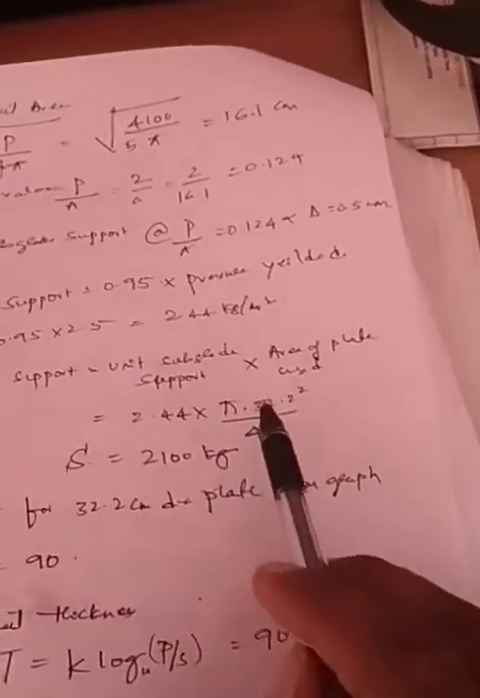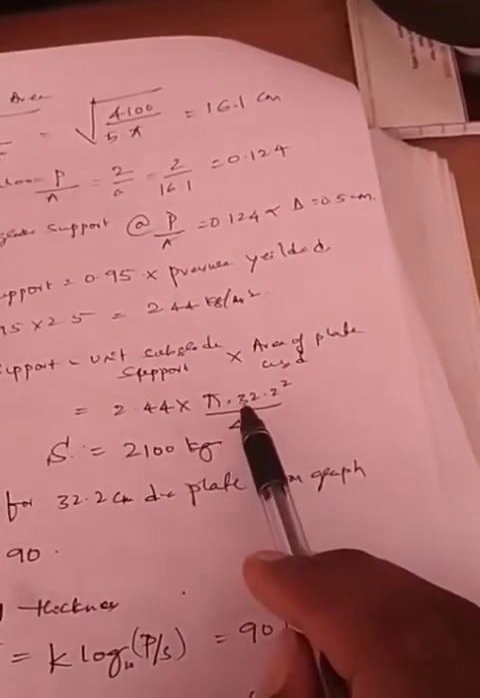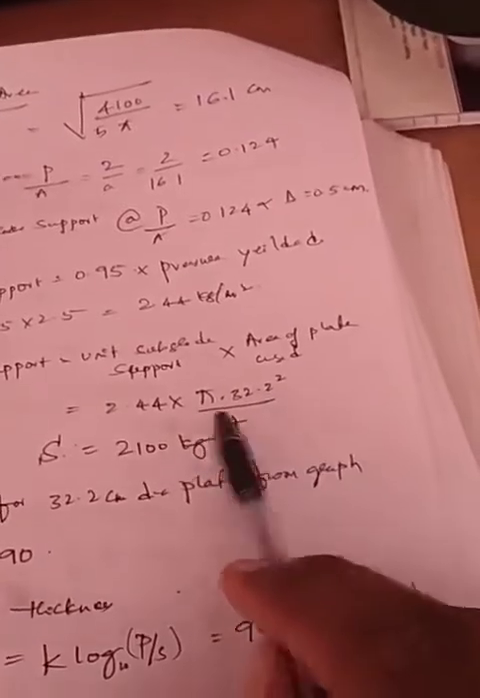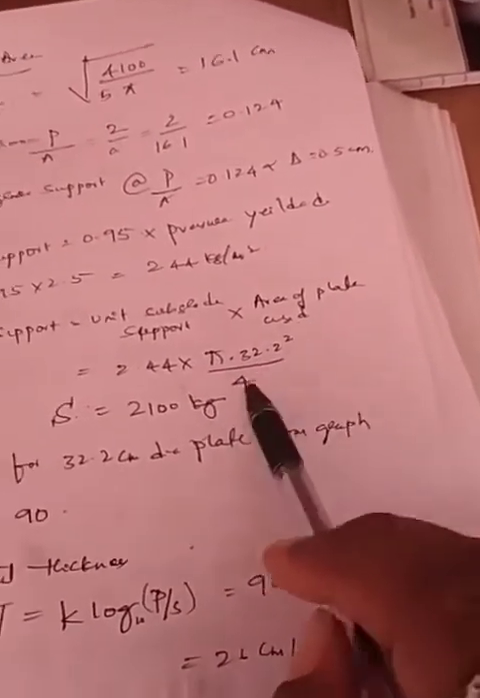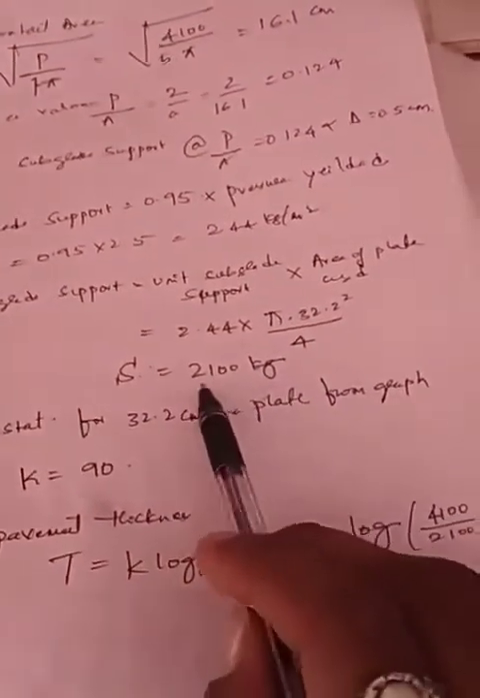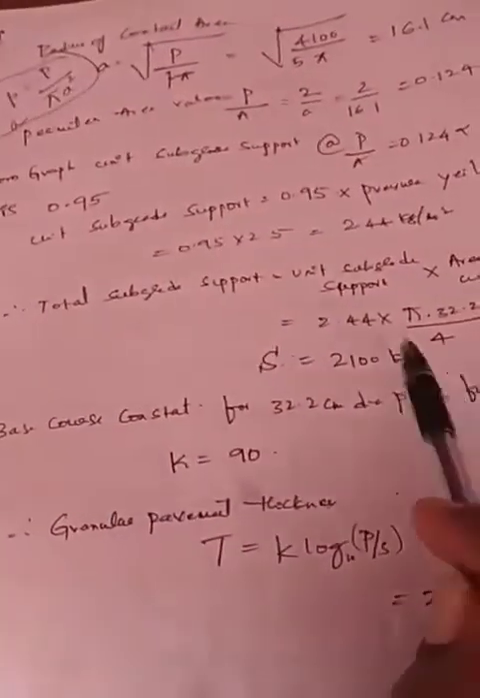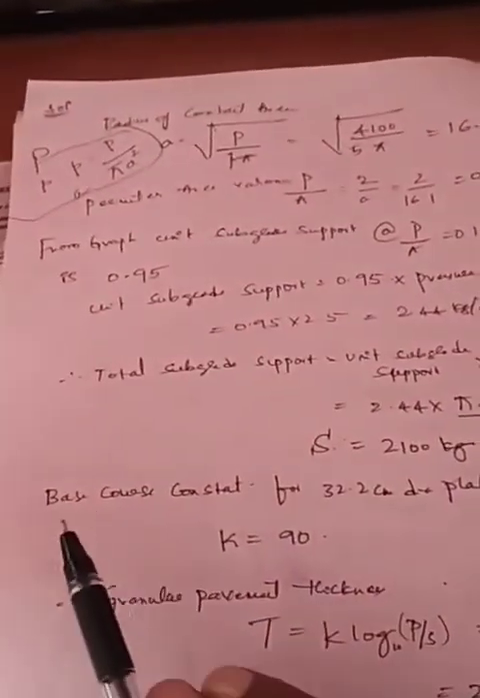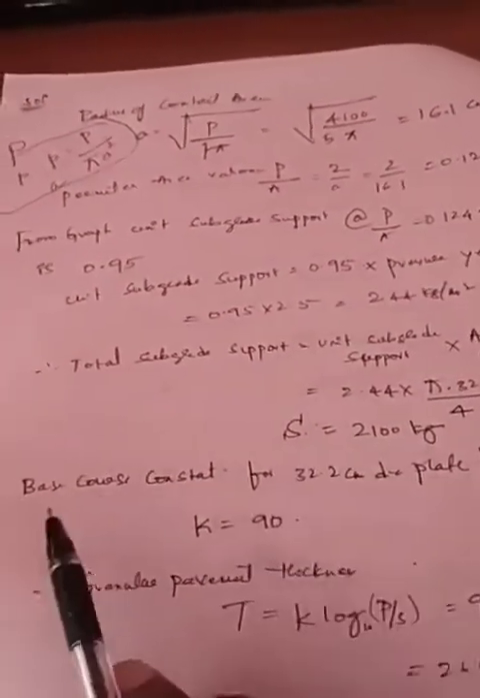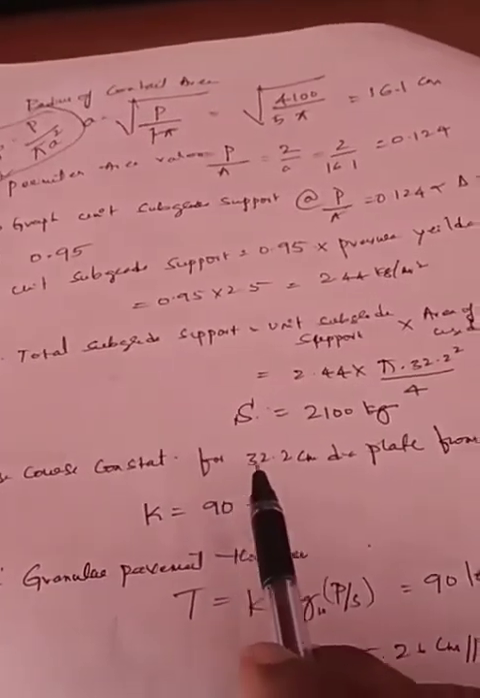Here you got the area of the plate. In the test we are using a 32.2 centimeter diameter plate. So the area of the plate is pi d square by 4, that is pi into 32.2 square by 4. Therefore S is equal to 2100 kg. Okay, so we got the value of S, and we have the value of capital P. So next we need the base course constant K. The base course constant for a 32 centimeter diameter plate is taken from the graph.